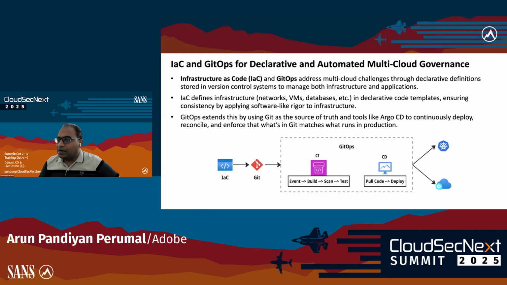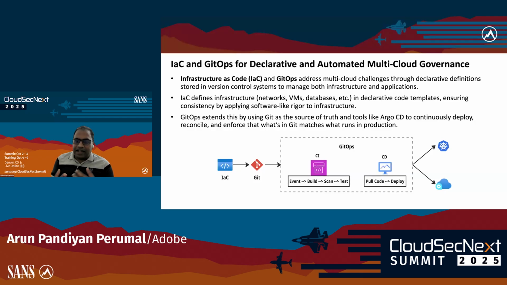So let's talk about IaC and GitOps. IaC and GitOps can address multi-cloud challenges through declarative definitions in version control systems to manage both infrastructure and applications. IaC defines the infrastructure, like networks, VMs, or databases, in declarative code templates that ensure consistency by defining the infrastructure as software. And GitOps takes it one step further.